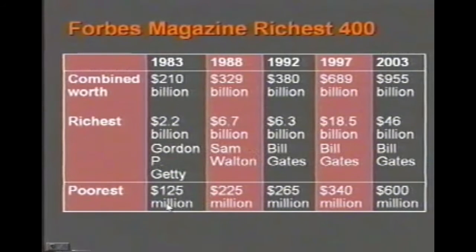The poorest folks down at the bottom, I feel so bad for them, only making $125 million in 1983. By the time we get to 2003, the poorest was only making $600 million. Sorry about that, $600 million.